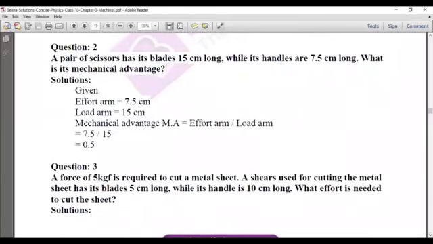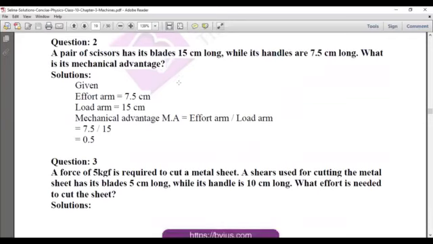Second one: a pair of scissors has its blade 15 centimeter long, while its handles are 7.5 centimeter long. What is its mechanical advantage? So in this case, see here, the effort arm is how much? 7.5 centimeter. Load arm is 15 centimeter. It is a lever of class 1. Okay, so the mechanical advantage is effort arm divided by load arm, that is nothing but 7.5 centimeter divided by 15, which is 0.5.